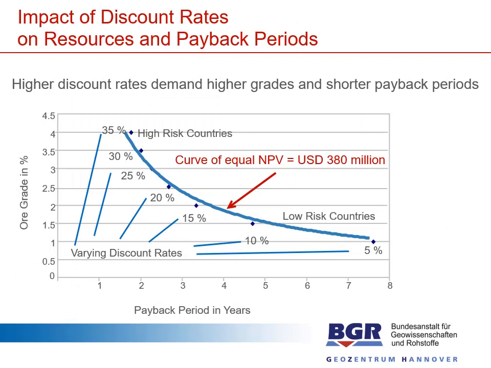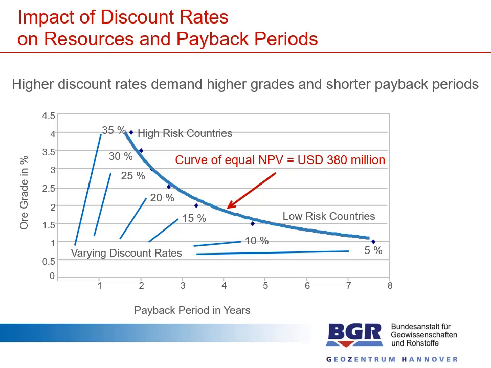What you can see here is the impact of discount rates on resources and payback periods. The higher discount rates demand higher grades and shorter payback periods. You can see on the left-hand side there the ore grades, and on the x-axis is the payback period. And if you have a very low discount rate, you can work with relatively low ore grades, because it's not that important to have a very, very short payback period. You can only create a very short payback period if your operating profits are very high, and you can only reach that with high ore grades.